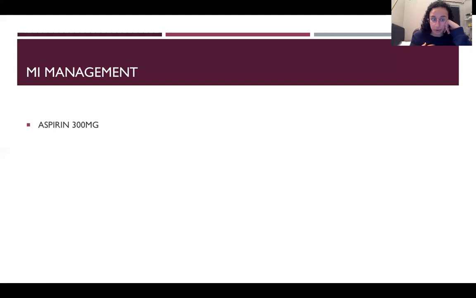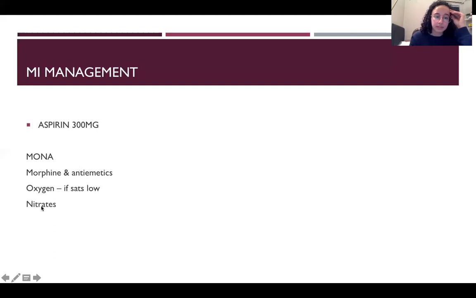when they do a remote ECG. So those things happen immediately. The other things, yeah, MONA, as you said, or MONAC, I quite like that with the C at the end. You want to think of morphine, and antiemetics, which I didn't normally consider, because they're often feeling quite sick as well. Oxygen only if their sats are low. Then you want to give them nitrate, so GTN spray, aspirin, and clopidogrel.